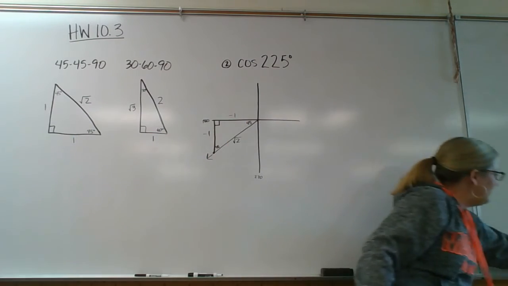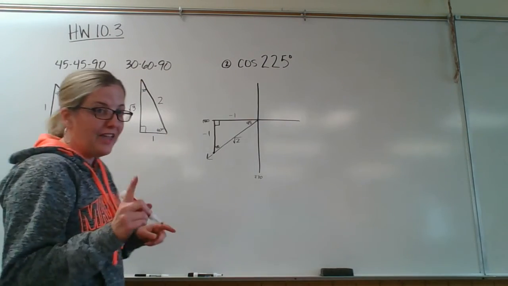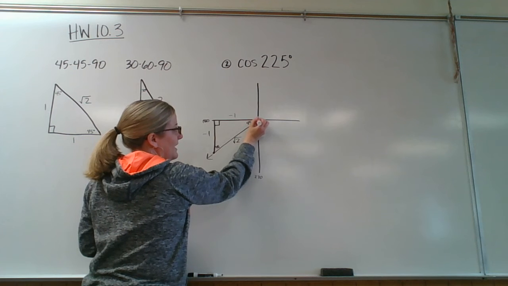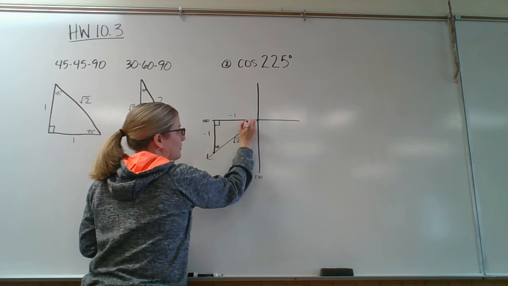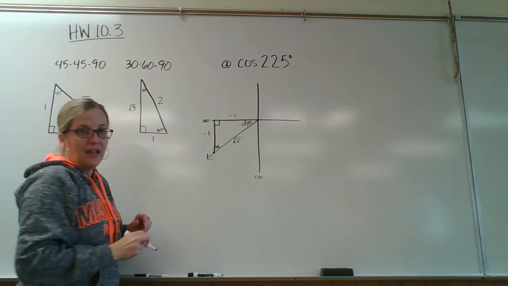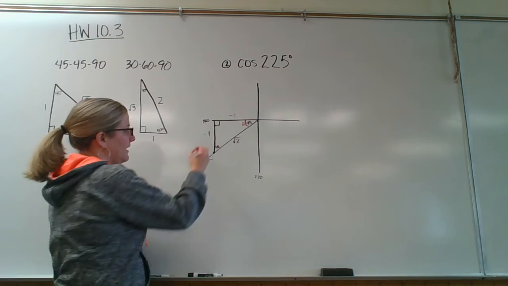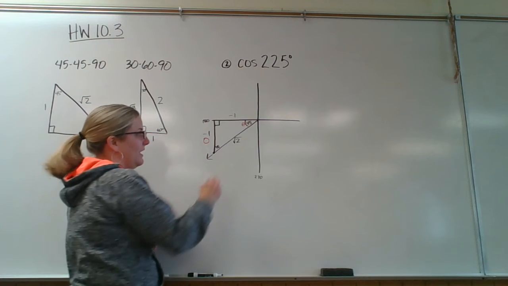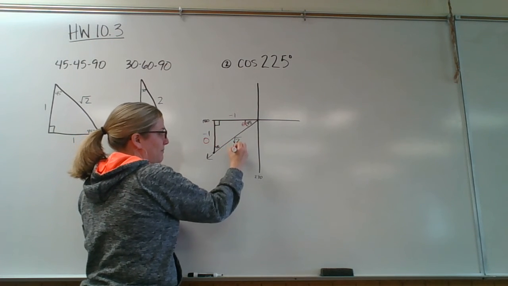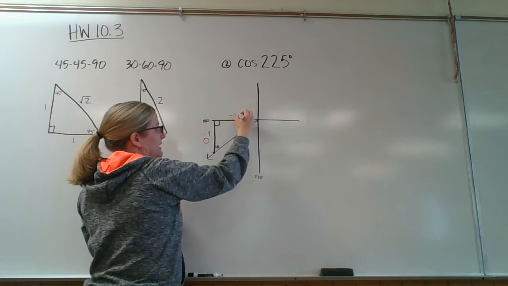In order to label it, you got to know which one is theta. Theta is always going to be the one right here by the origin. So this right here is my theta. That's how I'm going to label the opposite, adjacent, hypotenuse. So straight across from theta, here's opposite. Okay, straight across from the 90 degree, that's hypotenuse. And this one is adjacent.